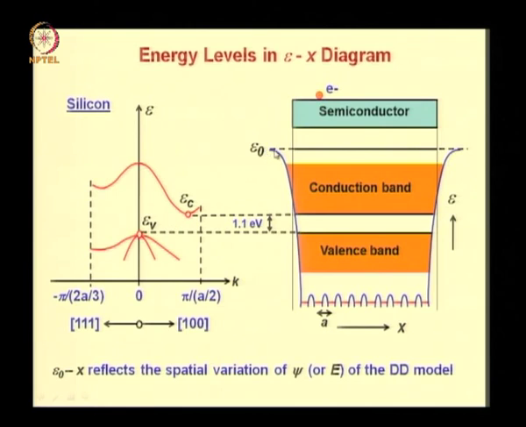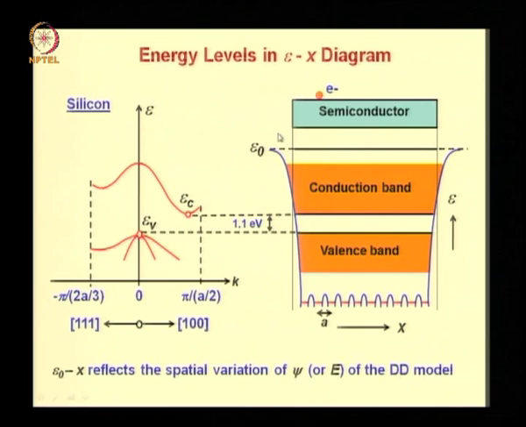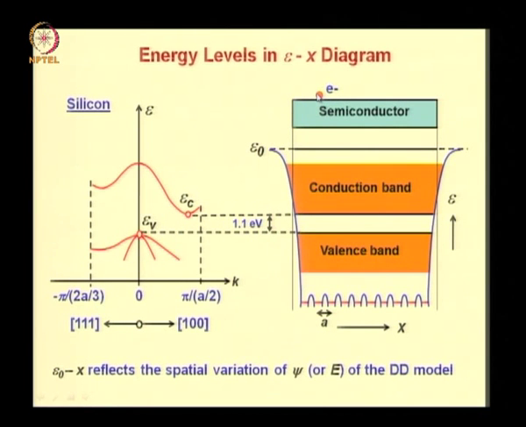You get the level E naught from the crystal potential, which is responsible for the conduction and valence bands. Okay. So E naught versus x reflects the spatial variation of the electrostatic potential psi or electrostatic field E of the drift diffusion model. This is because the energy E naught corresponds to the energy of an electron touching the semiconductor from outside or from vacuum, and you can easily show that as you move this electron over the surface, it will experience psi or E of the semiconductor.